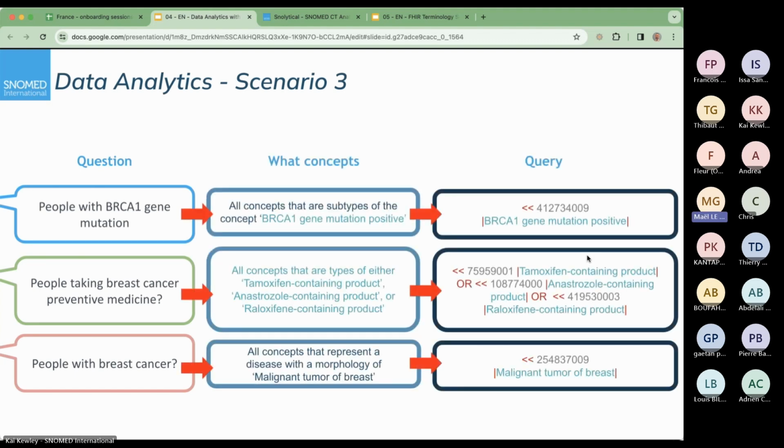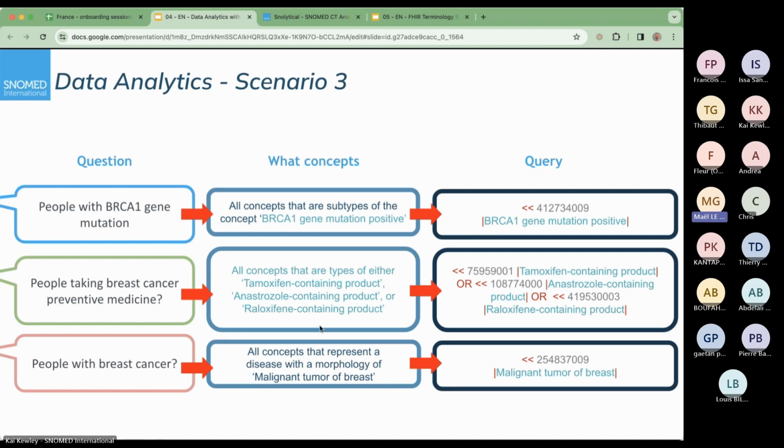And we can see how these groups can be built up. The question is, how do I find the people with the BRCA1 gene mutation? And we want the concepts that are subtypes of the BRCA1 gene mutation. Sorry, this is like a positive test result. And this is the ECL query.